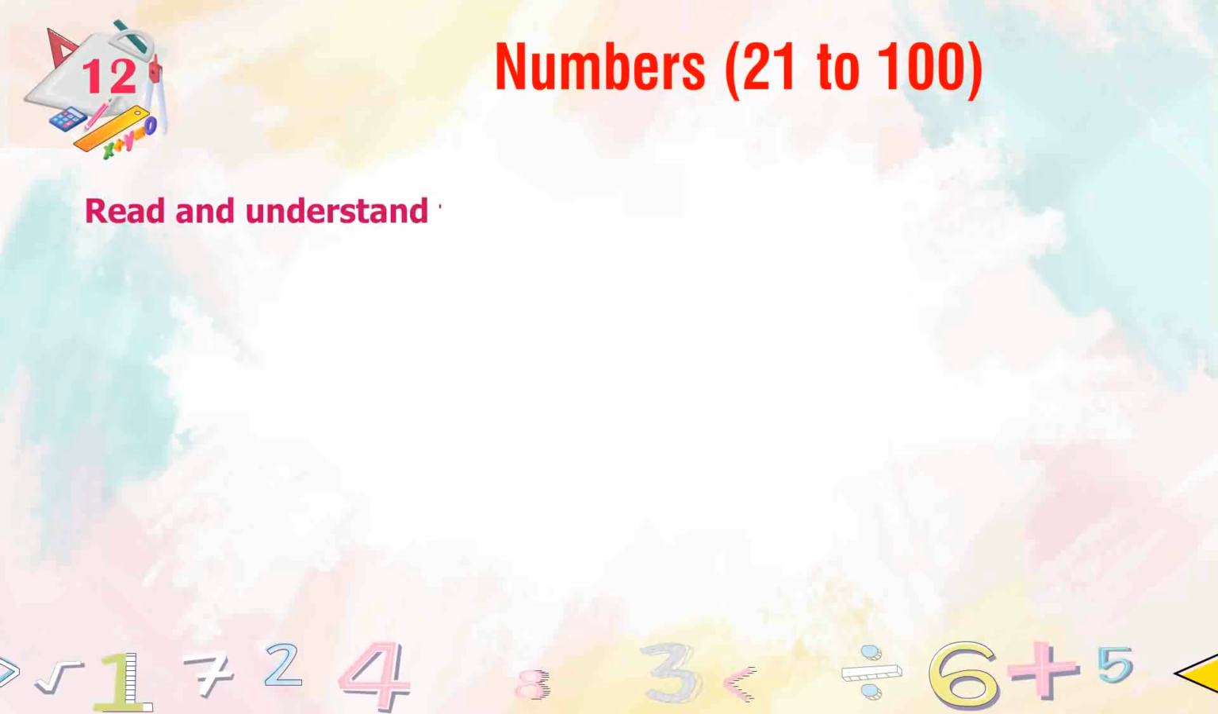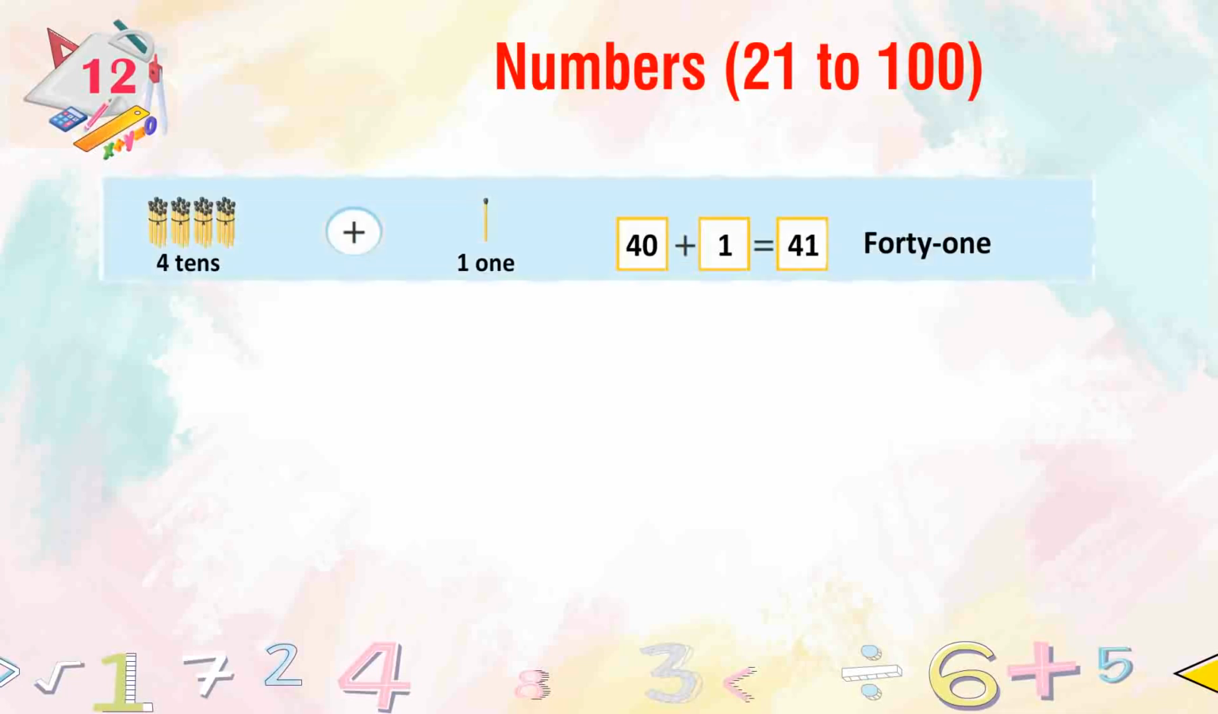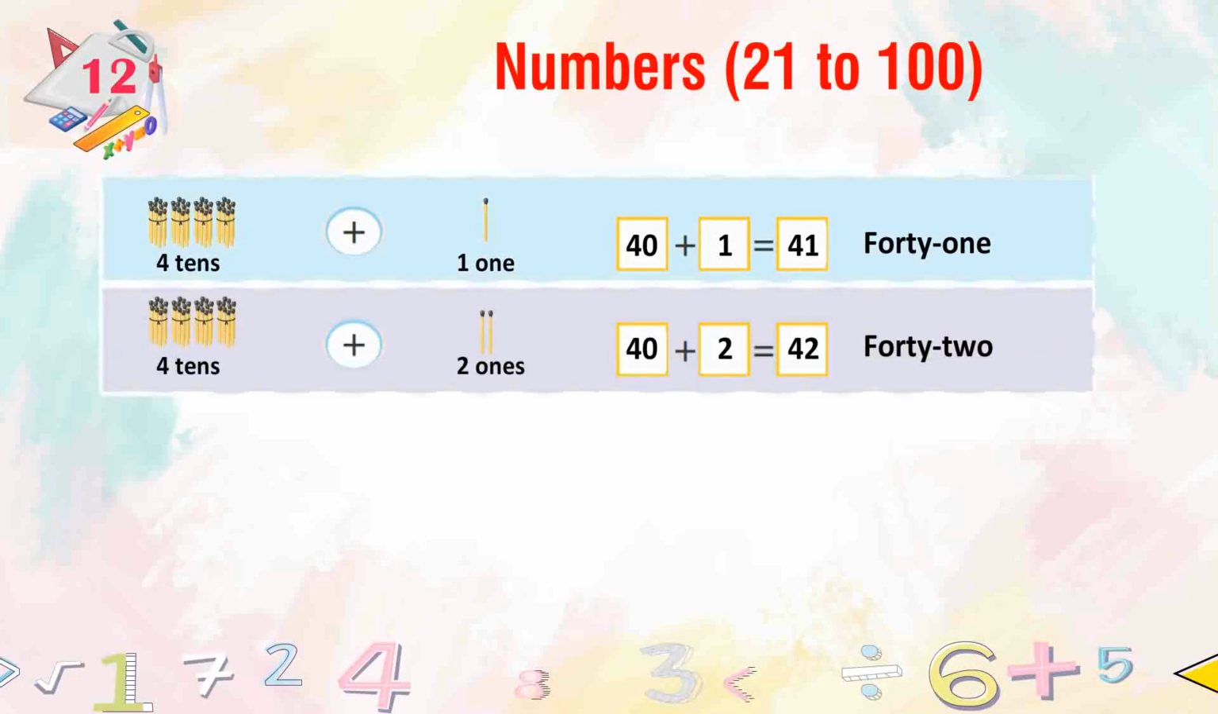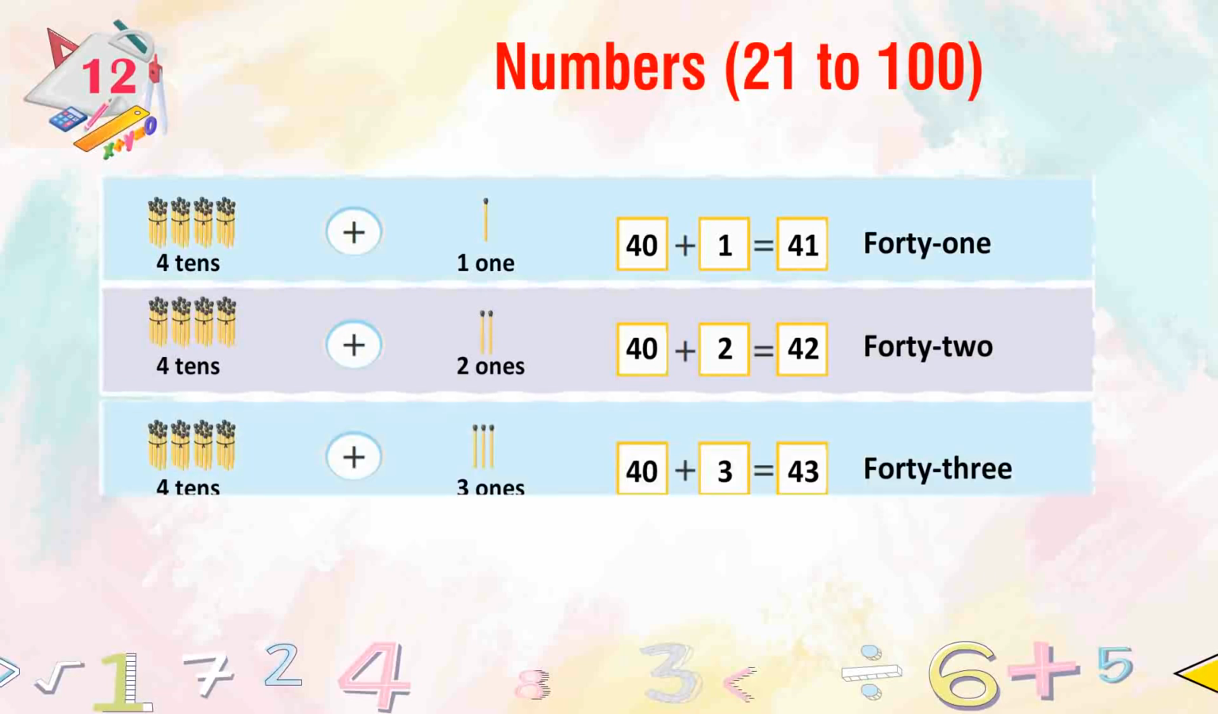Read and understand the numbers from 41 to 50. Four tens plus 1 one, 40 plus 1 is equal to 41. Four tens plus 2 ones, 40 plus 2 is equal to 42. Four tens plus 3 ones, 40 plus 3 is equal to 43.